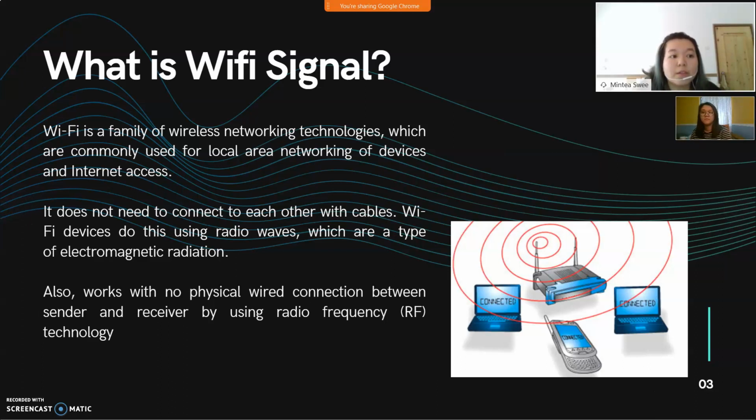So Wi-Fi signal is a family of wireless networking technologies which are commonly used for local area networking of devices and internet access. It does not need any connection with each other of the cables, and also Wi-Fi devices work using radio waves, which are a type of electromagnetic radiation, with no physical wire connections between sender and receiver, by using radio frequency, which is RF technologies.